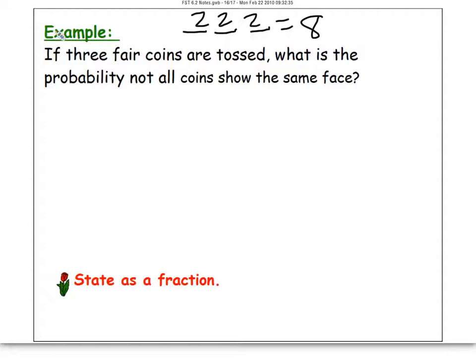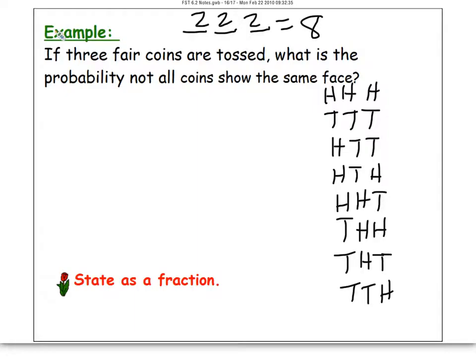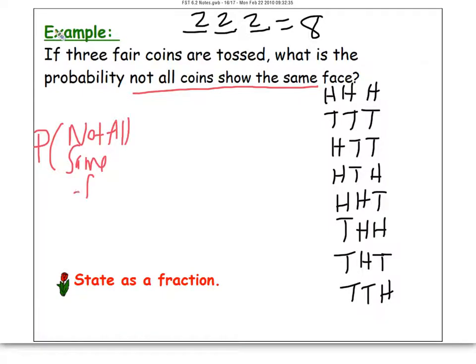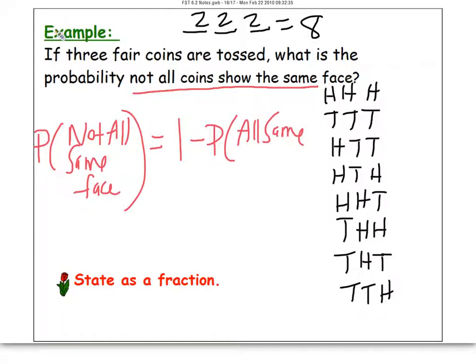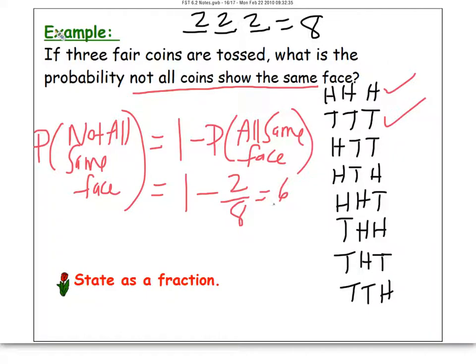Let me actually jot down the sample space first. So here's what all of them look like. Again, the question is: what is the probability not all the coins show the same face? I'm going to write probability not all same face. To find that, what I could do is 1 minus the probability they are all the same face. There are 2 of them, so 2 out of 8. You subtract that, and we get 6 out of 8, or 3/4.